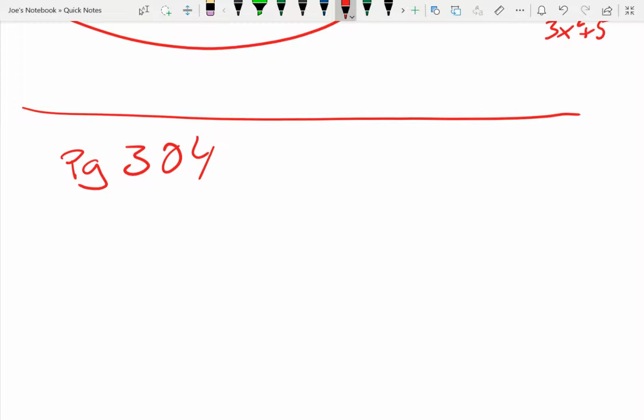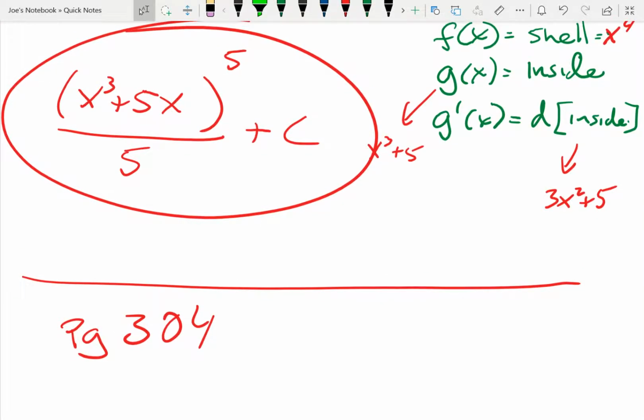What's the question? You asked me what's the inside function. The inside function is that. No, the outside, you said it right, is a shell to the power of 4. This is the inside. You've said it right there. So your inside is your x cubed plus 5x? You're missing your x there.